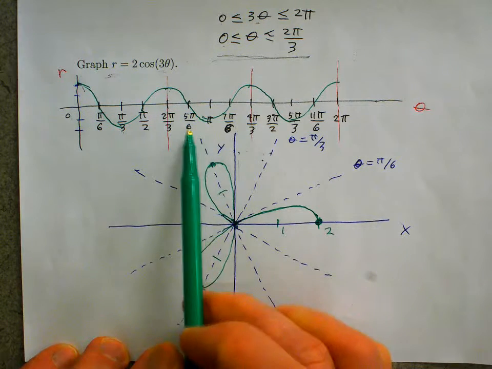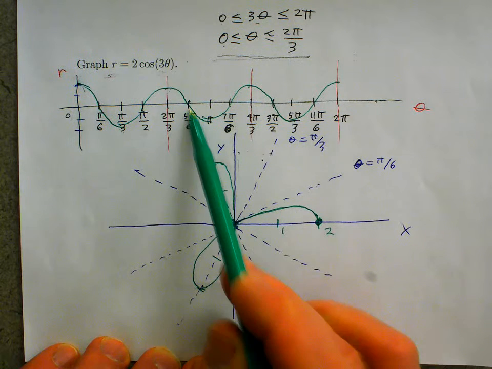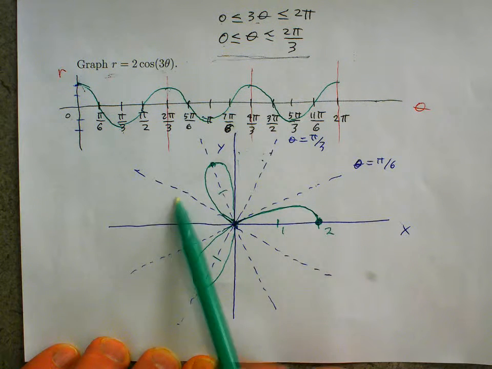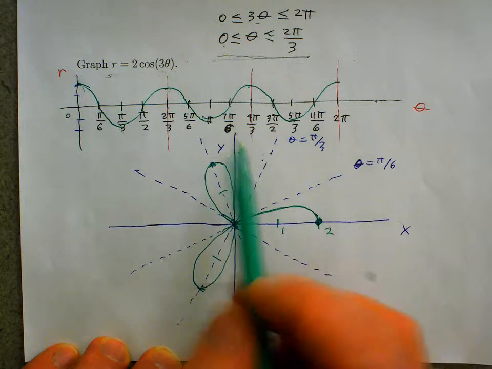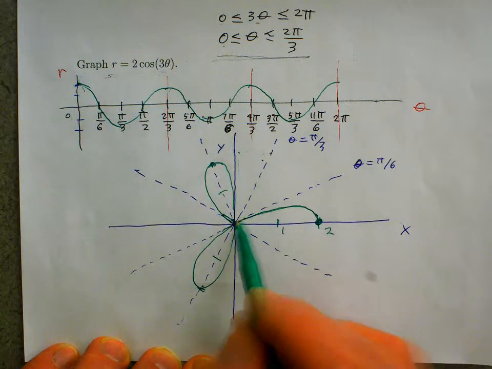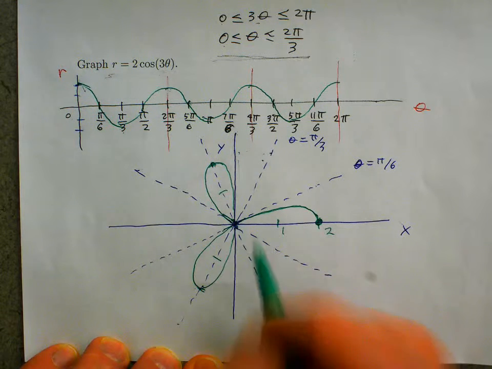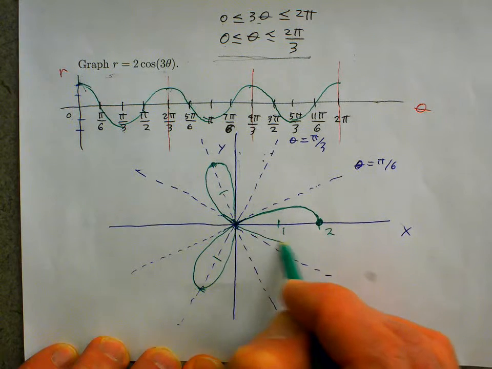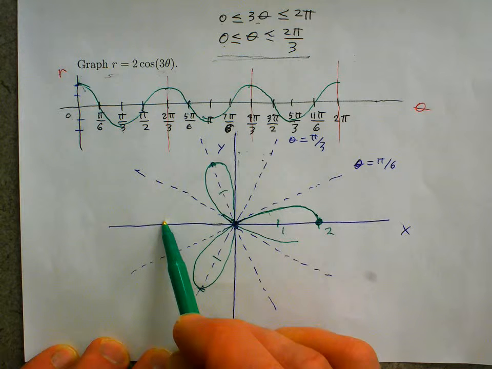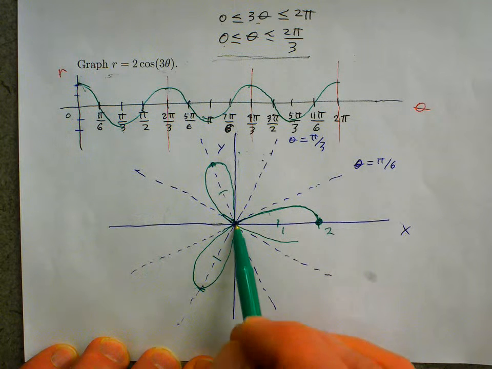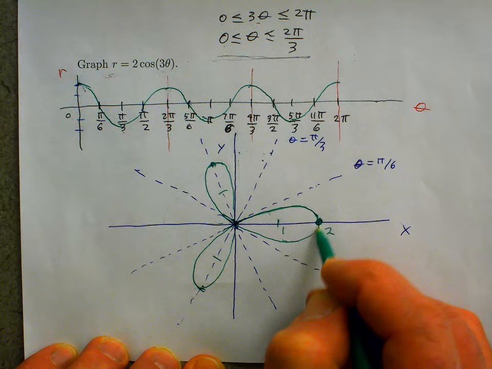The next interval, 5 pi over 6 to pi, that's this region. But since the r values are negative, the graph will be on the opposite side of the origin in this region. So we start out at 0, and then the r values go to -2. So when theta is pi radians, the r value is -2, which means on the graph it's on the opposite side of the origin, and we end up at this point again.